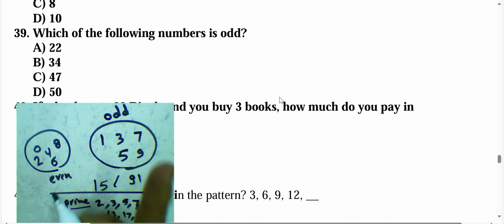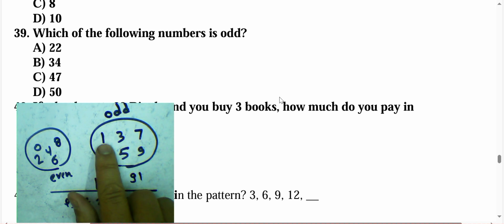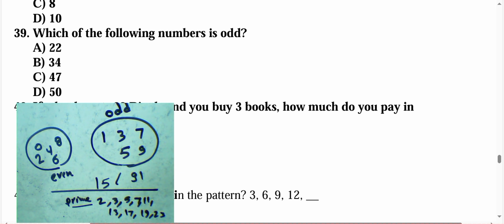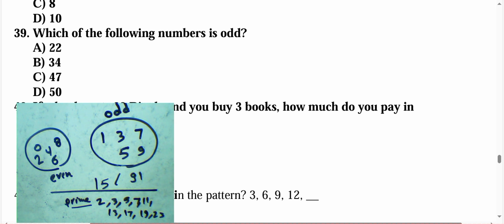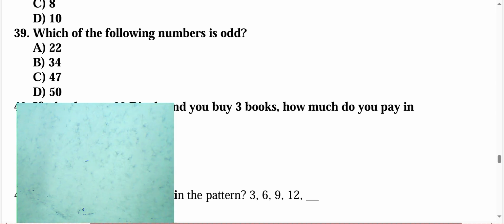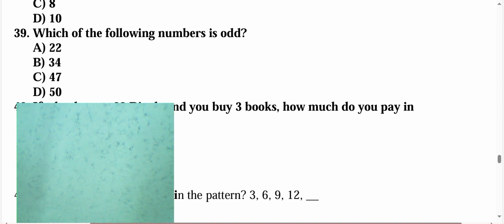In this example, he asked about odd, like 1, 3, 7, 5, 9. Look at the ones digit of the number, where we have 47. 7 in the ones place is odd. Then 47 we call an odd number. So the result here will be letter C. Choose letter C for this example. Okay. Next question.